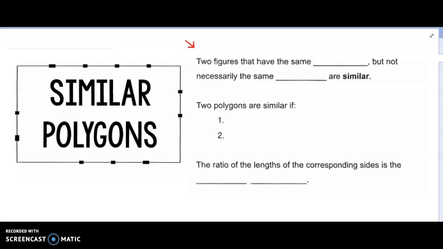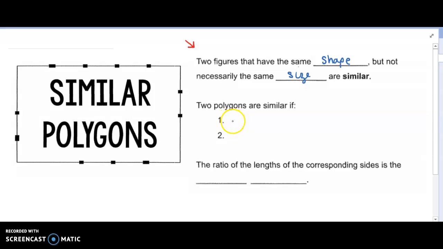All right, so right here when we talk about similar figures, we're basically defining what they are. So it says two figures that have the same shape, but not necessarily the same size, are similar. And remember, this goes back to dilations, making something bigger or smaller.